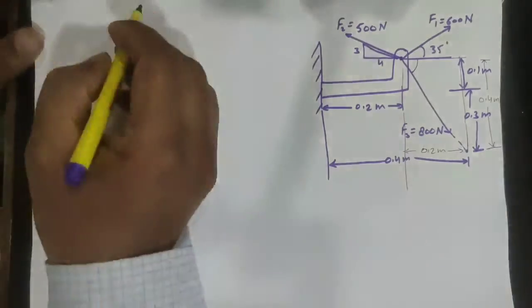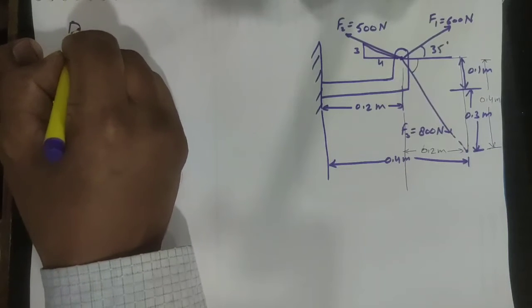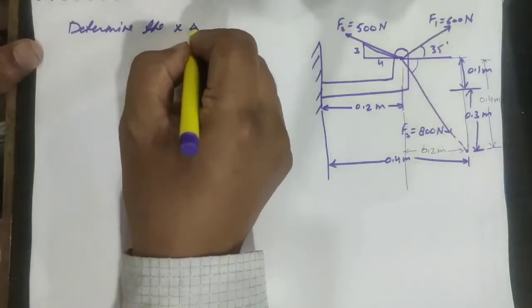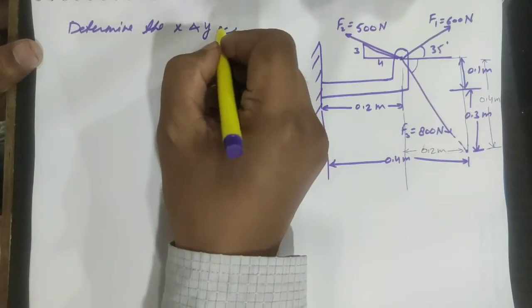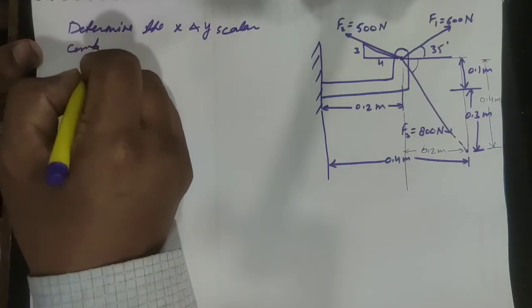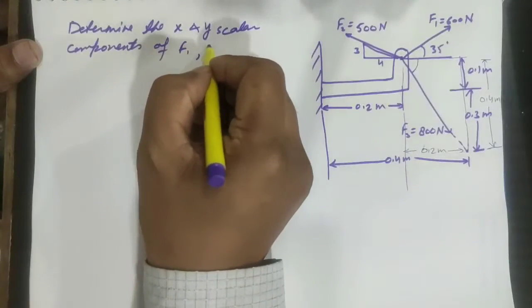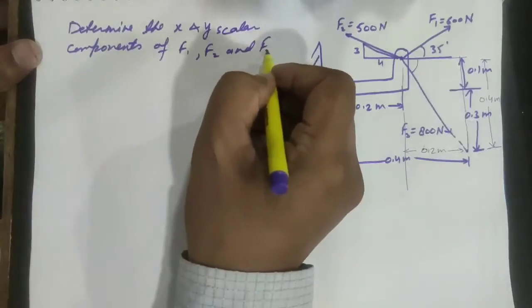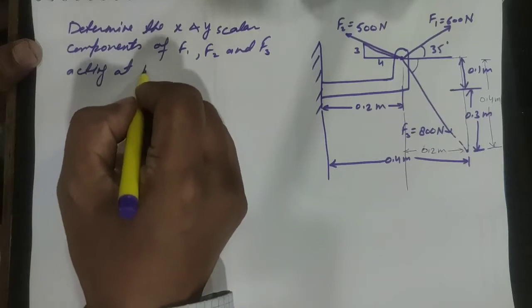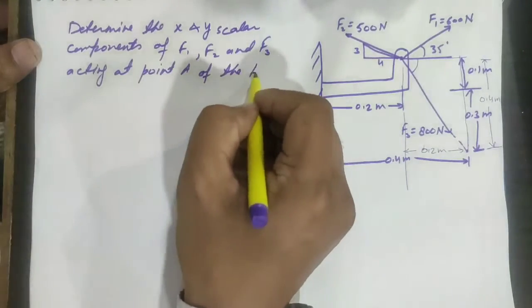Okay, so here what we have to calculate: determine the x and y scalar components of F1, F2 and F3 acting at point A of the bracket.